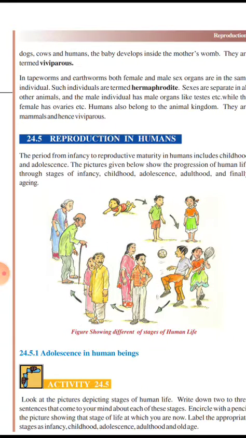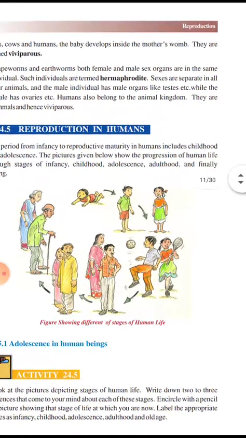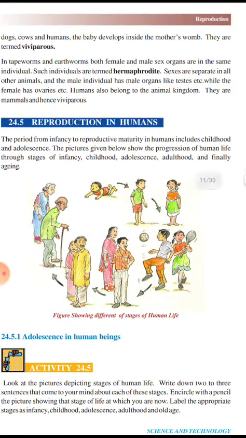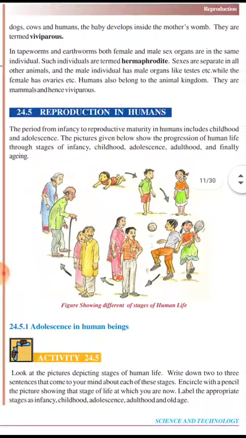But in certain organisms like tapeworms and earthworms, the female and male sex organs will be present in the same individual. Okay, so they are called hermaphrodite. But the sexes are separate in all other animals, and the male individual will have the male organs like testes, etc., and the female will have ovaries. Humans also belong to the animal kingdom. Humans are mammals, we know that, and they are called viviparous, as we mentioned earlier.